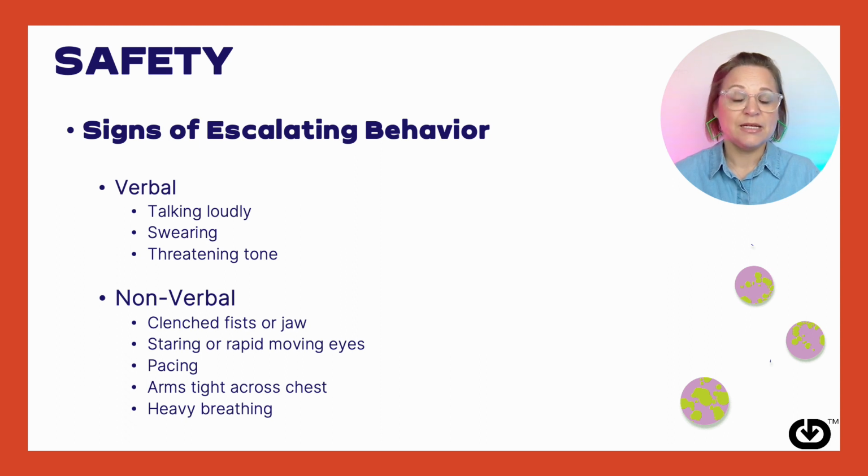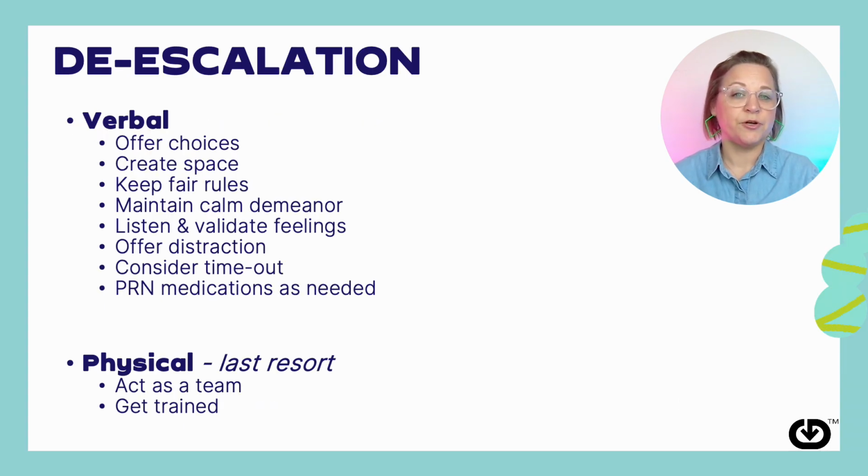Signs of escalating behavior by a patient can include verbal signs like talking loudly, swearing, or using a threatening tone. Or there can be nonverbal cues of escalating behavior: clenched fists or jaws, staring or rapid eye moving, pacing, heavy breathing, or holding their arms tightly across their chest. When you notice escalating behavior, you want to intervene as soon as possible, because the sooner you can intervene, the more likely the patient still has use of their logical reasoning and can make different choices.